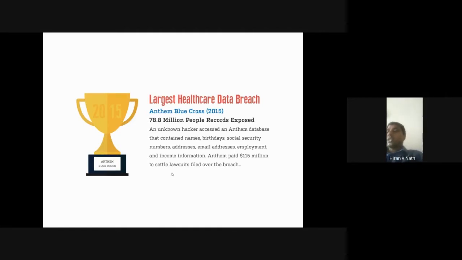The healthcare data breach, which is considered one of the huge issues, was against Anthem Blue Cross in 2015, where around 78.8 million people's records were exposed, and Anthem paid almost $115 million to settle the lawsuit which was filed over the breach.